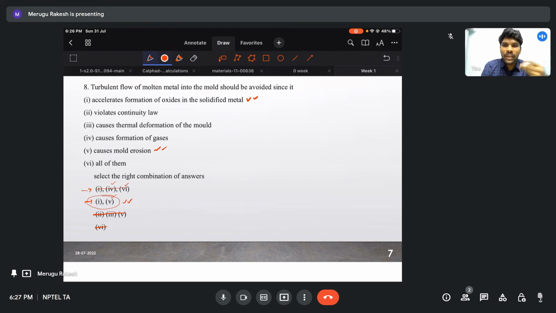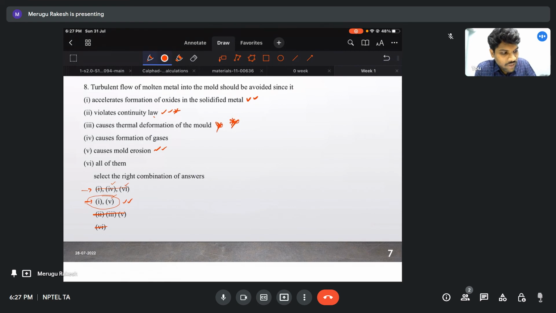So this is the way you can answer, but let us see the other options also to understand. The second one is that it violates the continuity law. No, it does not violate the continuity law. It will obey the continuity law because it depends upon the conservation of energy. Next, option 3 is causes thermal deformation of the mold. No, it will not cause any thermal deformation, because we design the mold in such a way that it should not. The turbulent flow will not induce any deformations. That is wrong.